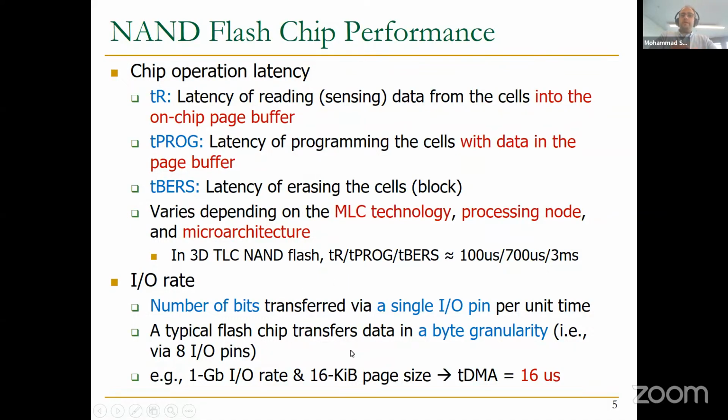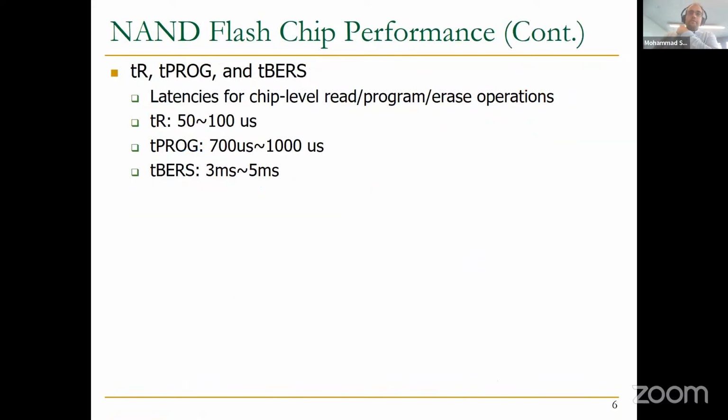A typical flash chip transfers data at byte granularity, with 8 IO pins these days. And pins are quite costly, so it's not easy to increase the number of pins and provide higher bandwidths. As an example, with a 1 gigabit IO rate, transferring a 16 kilobyte page takes what we usually call tDMA, around 16 microseconds. That's also latency you need to spend to transfer your data.